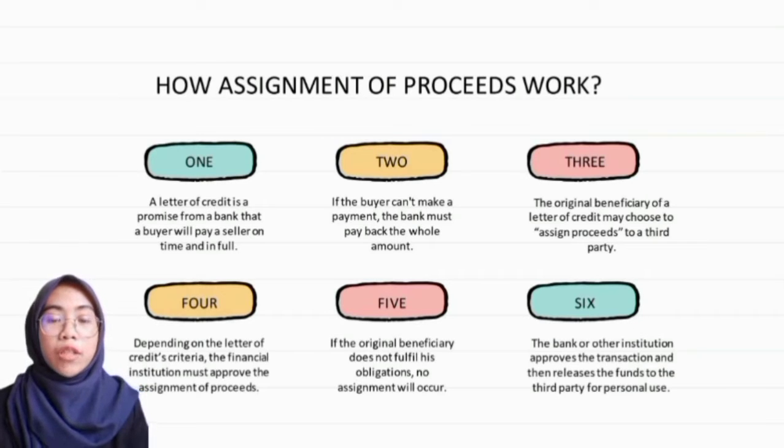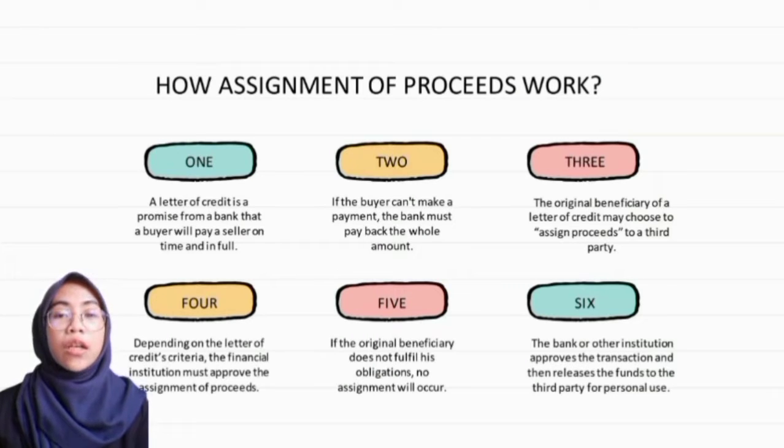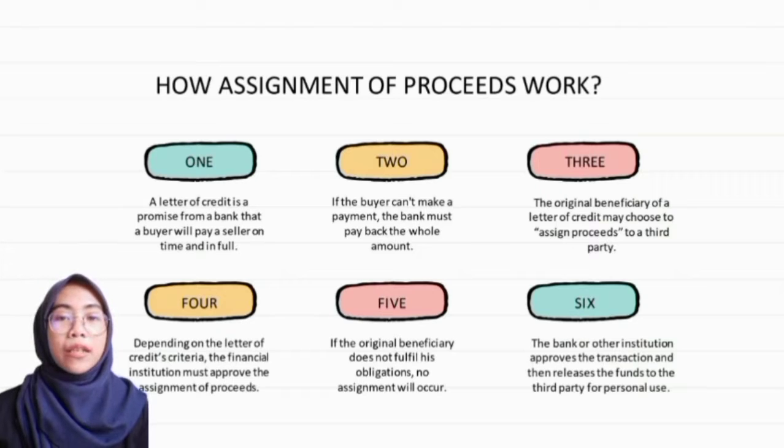To process an assignment of proceeds, the original beneficiary must file a request to the bank or other financial institution issuing the letter of credit. The financial institution must authorize the assignment of proceeds once it is submitted, pending the letter of credit's criteria. No assignment will occur if the original beneficiary does not meet his responsibility. After approval, the bank or other entity releases the funds to the third party for use at pleasure.